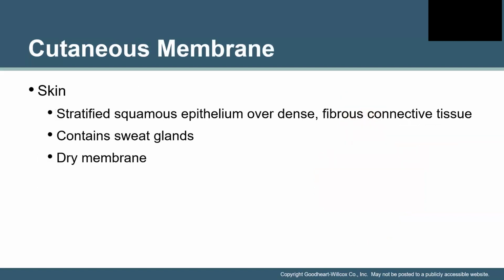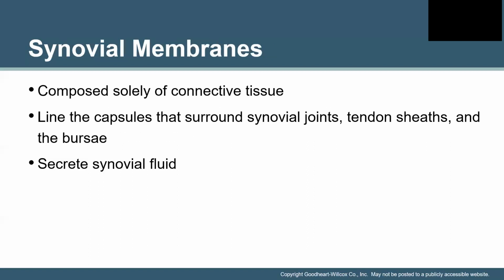Within a cutaneous membrane, this tells us cutaneous that it's under the skin. This type of membrane will be comprised of a stratified squamous epithelial tissue over top of a dense fibrous connective tissue. So stratified squamous is multiple layers of flat cells. Within the cutaneous membrane of the skin, we will find sweat glands. This is more of a dry membrane in comparison or contrast to that mucous membrane and the serous membranes.